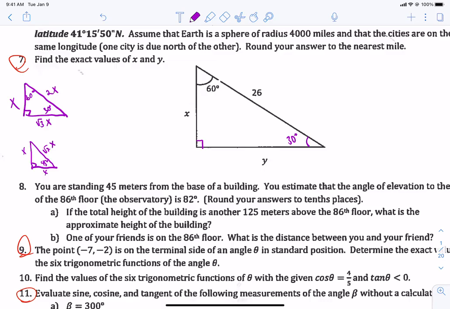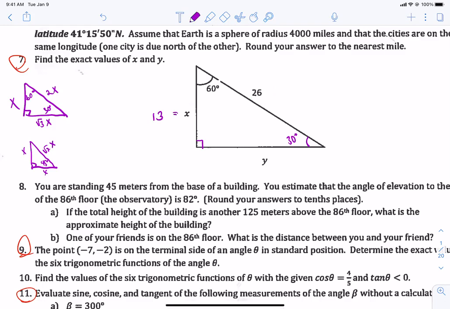We know the hypotenuse, and we know that it is always going to be double the one across from our 30. So if this is 26, then this has to be 13.